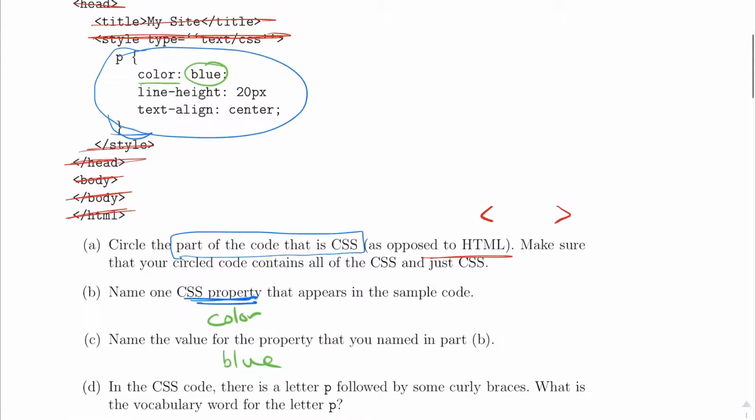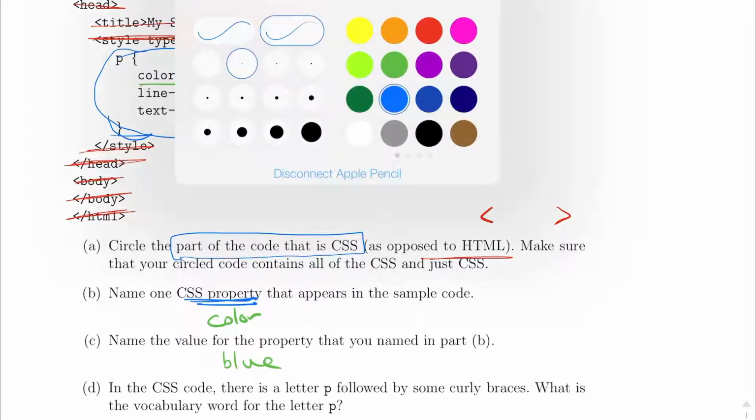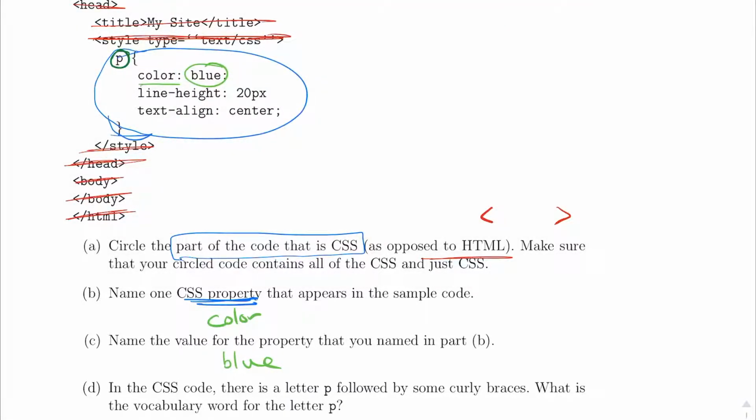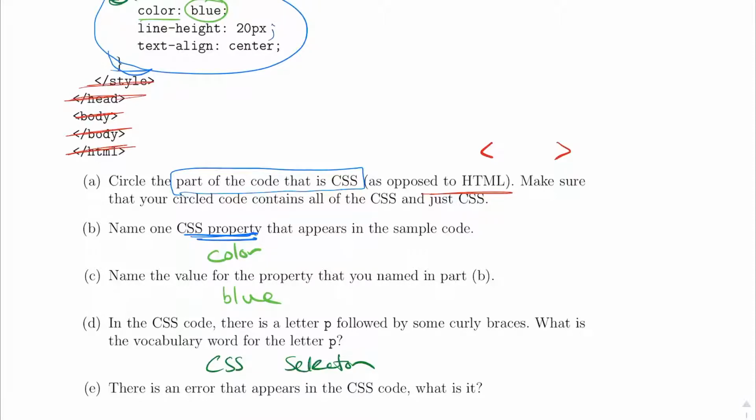In the CSS code, there's letter P followed by some curly braces. What is the vocabulary word for the letter P? Now, a lot of students were tempted to think that this meant paragraph. It does, but in particular, I think the question is asking, what do we call this stuff that is in that location in CSS code? And that's called a CSS selector, because it's how we select the element that gets these styles. And then the error in this code is we are missing a semicolon at the end of this line of code.